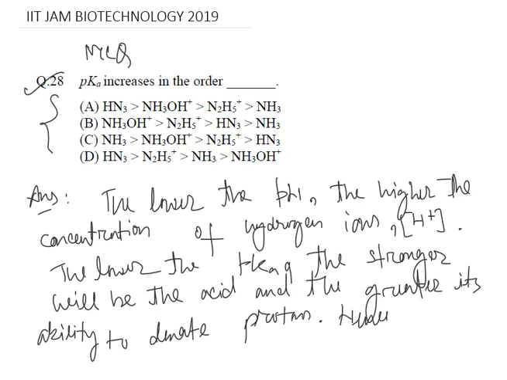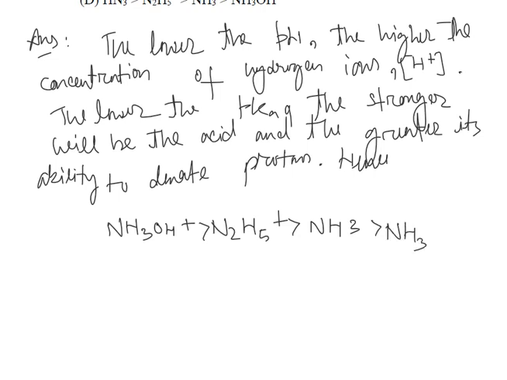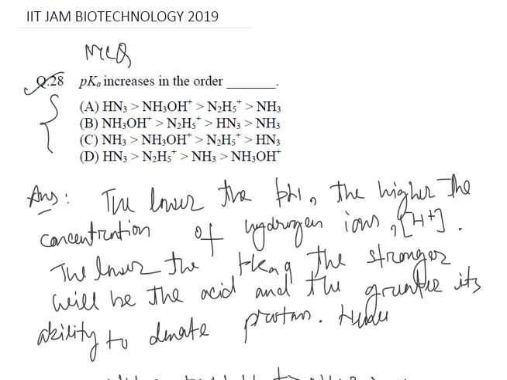Hence, the correct pKa in increasing order is NH3OH+, then N2H5+, then NH3, and lastly NH3, that is ammonia. Okay, so option B is the correct answer.